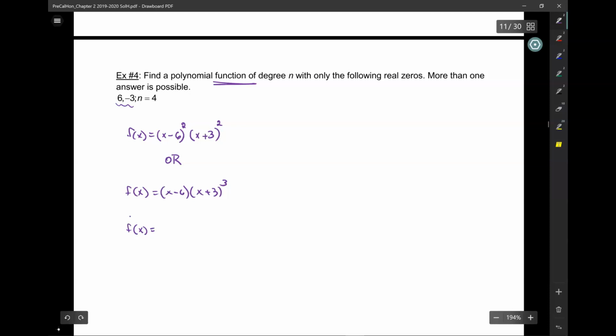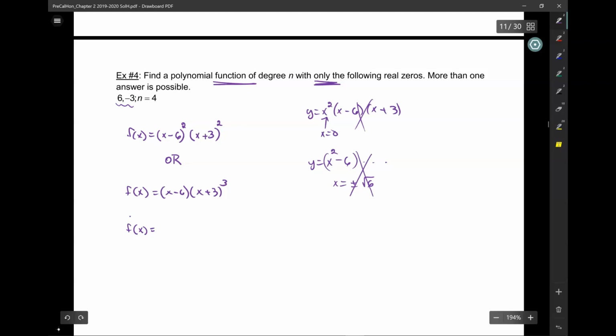no. So if you do this, now you also have a 0, right? X equals 0. And it says only the following real zeros. If you did x squared minus 6, right? That'll be x is plus or minus root 6, so that won't work either.